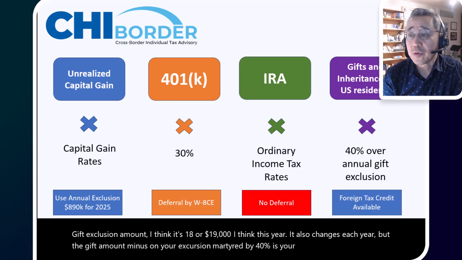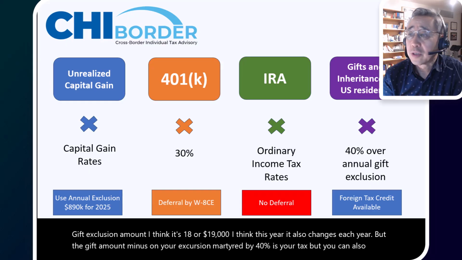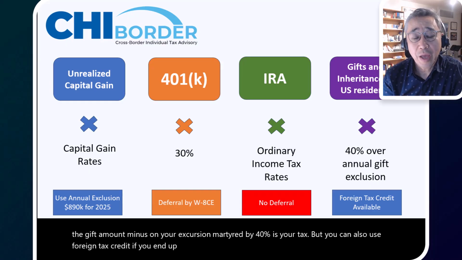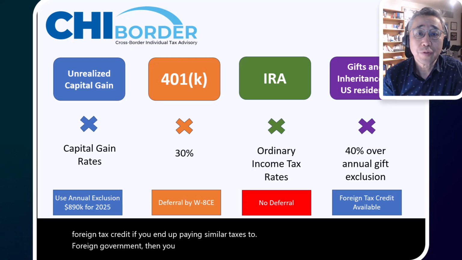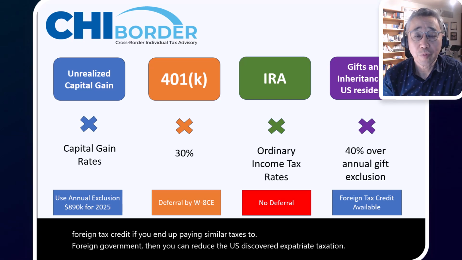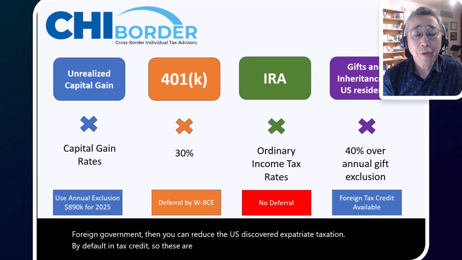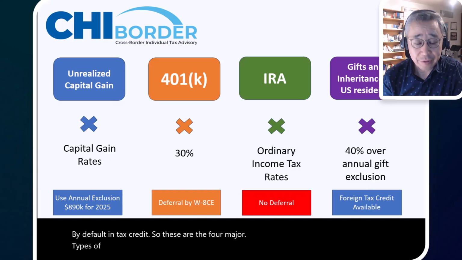But you can also use the foreign tax credit. If you end up paying similar taxes to a foreign government, then you can reduce the US covered expatriate taxation by the foreign tax credit. So these are the four major types of US exit tax.